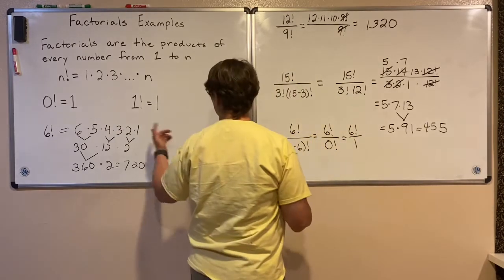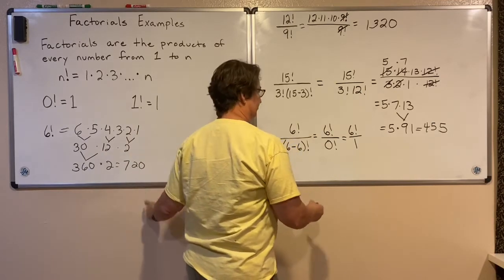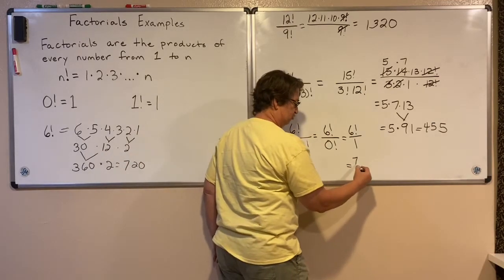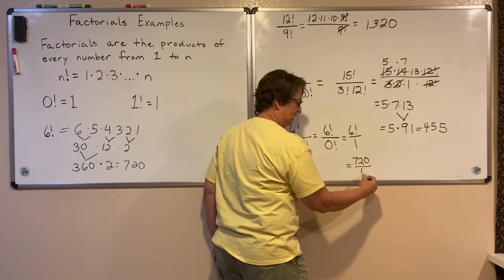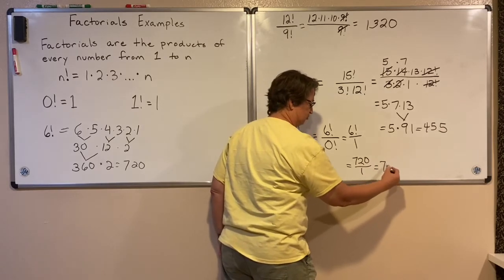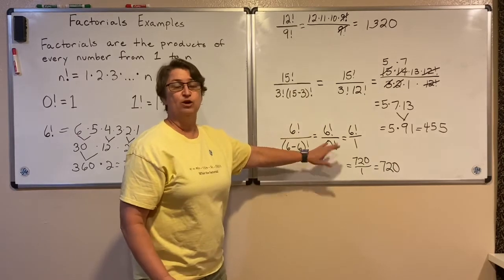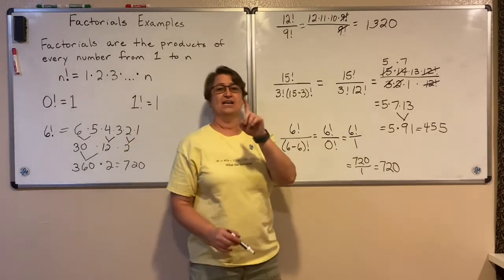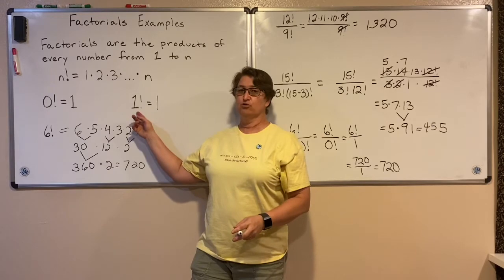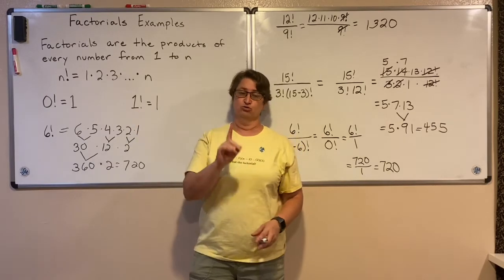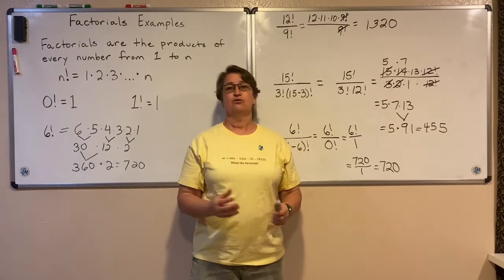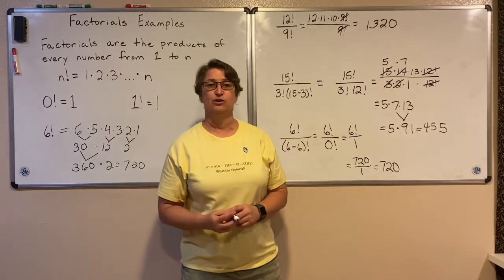Well, we saw earlier that 6 factorial was equal to 720. So this is really 720 divided by 1, which is just equal to 720. So 0 factorial is always just defined as equaling 1, as is 1 factorial, that is also just equal to 1. So there's a little more practice with factorials.